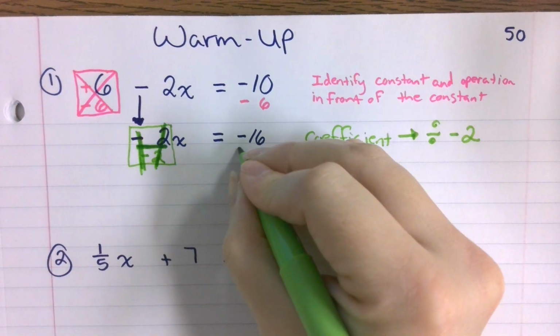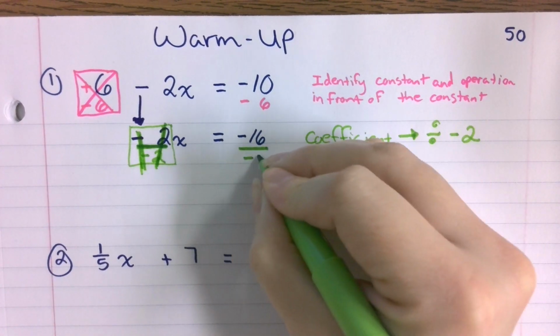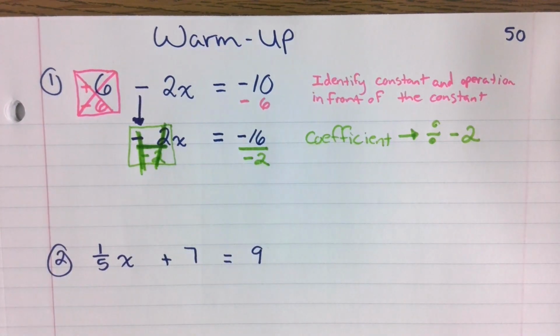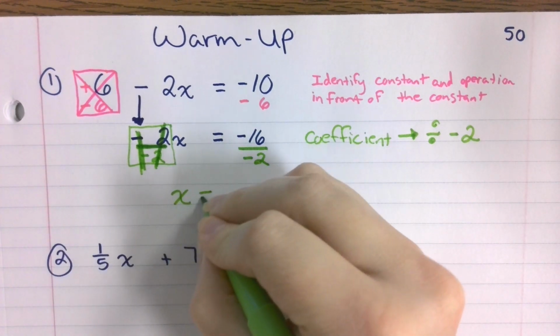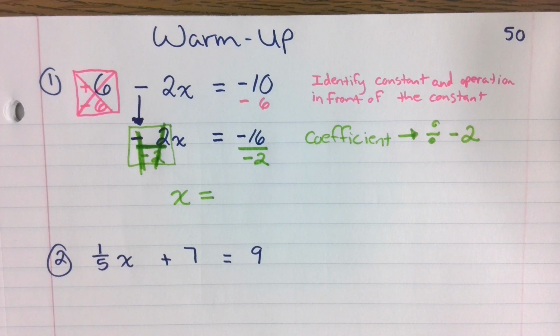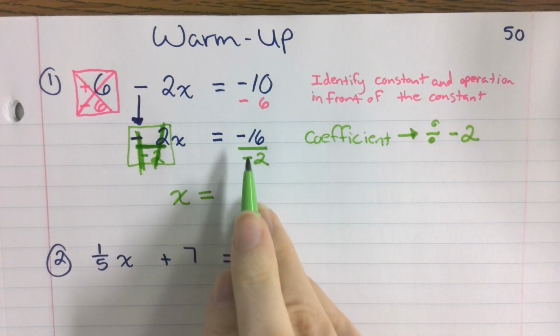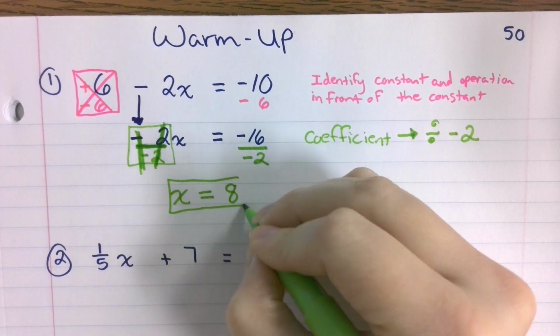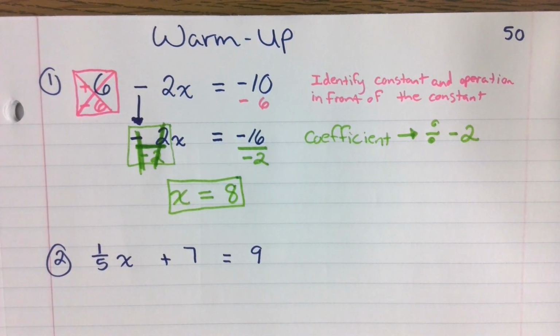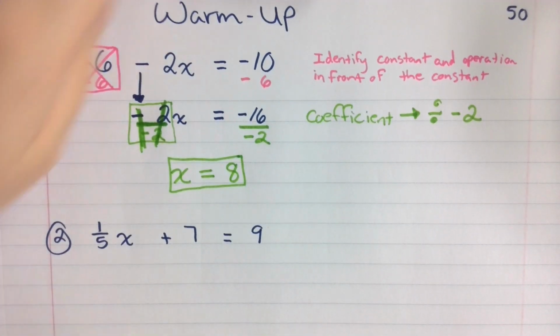But then I have to do the same thing here. I have to divide by negative 2. So now we're going to get x is equal to what? Positive 8. Don't get it wrong because you were stubborn and didn't check it with your calculator. Negative 16 divided by negative 2 is a positive 8. Okay? Let's go on now to problem number 2.